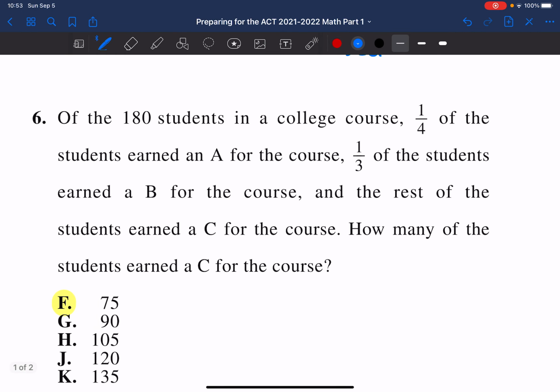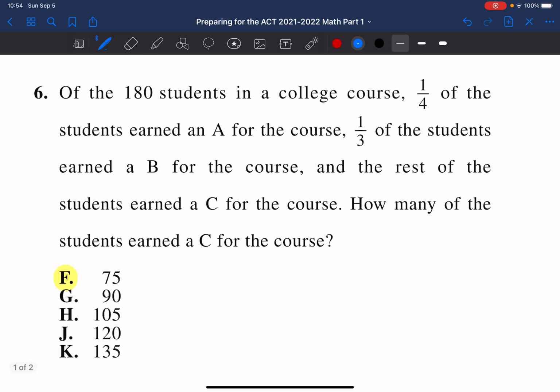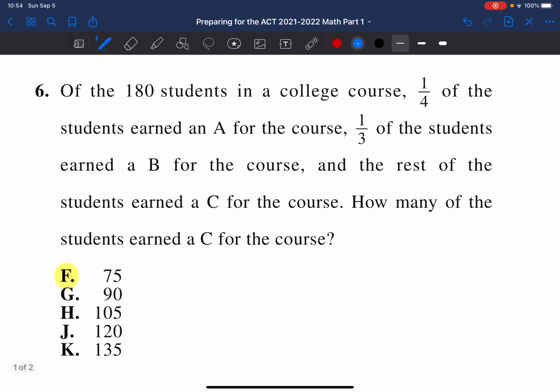Number 6. Of the 180 students in a course, 1/4 earned an A, 1/3 earned a B, and the rest earned a C. How many earned a C in this course? All right. Two ways you can go about this problem. One way is to say, all right, how many students earned an A? We know that 1/4 of the students earned an A, but what's the number? So we take 180 times 1/4, and we get 45 students.